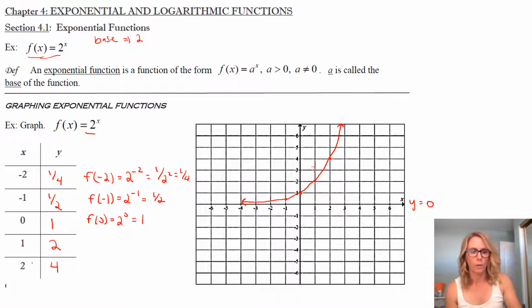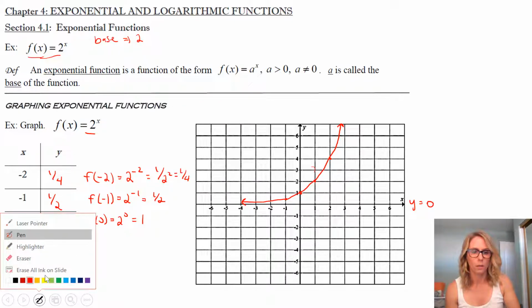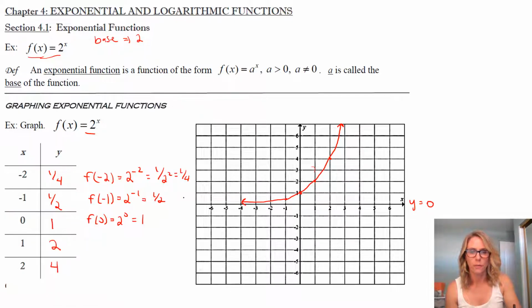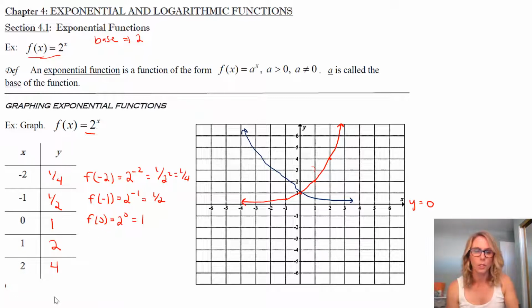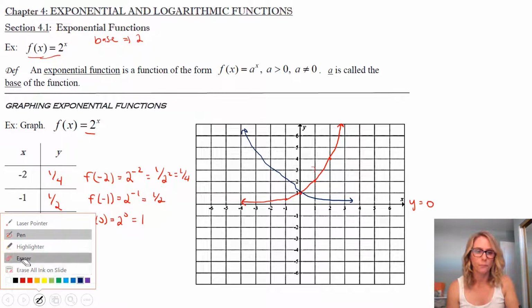So I will just do a quick sketch showing you here that it would do something instead like this. So it's still going to come through 0, 1. Sorry, I was just trying to make that happen the best I could. And it's going to decrease as x gets bigger. So if a is a fraction or decimal between 0 and 1, that's what it's going to look like, just so you have that as a visual.